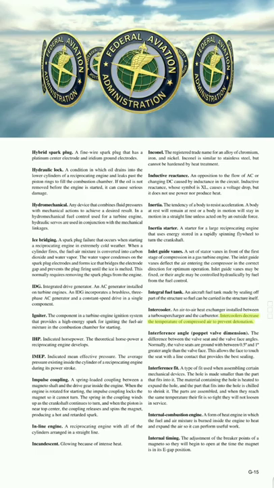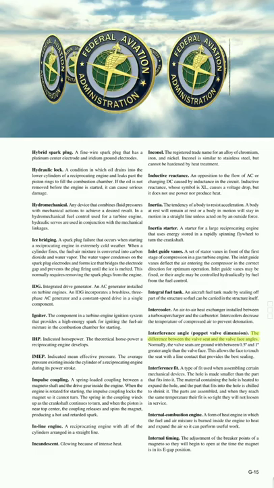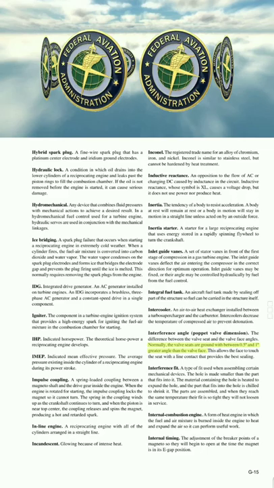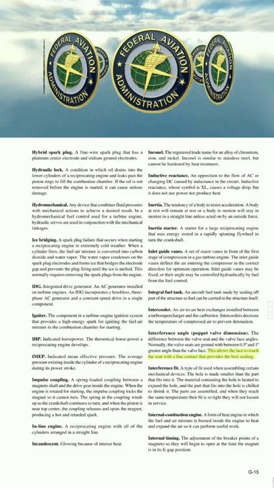Interference angle, poppet valve dimension. The difference between the valve seat and the valve face angles. Normally, the valve seats are crowned with between 0.5 degrees and 1 degree greater angle than the valve face. This allows the face to touch the seat with a line contact that provides the best sealing.